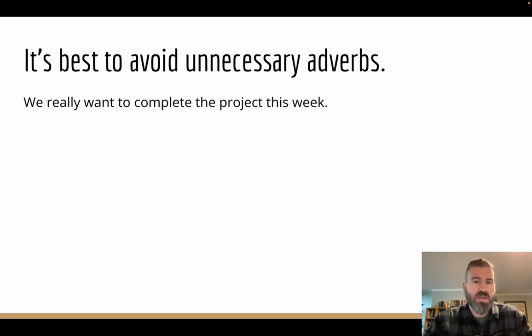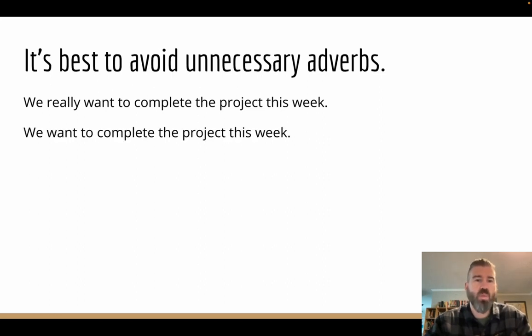We really want to complete the project this week. What is "really" bringing to the sentence? Some people say, well, it shows how much they want to complete the project this week. And that's fine, but we could do that by rewording. Now, if we just subtract the word "really," we get, we want to complete the project this week. People still get the impression, they still get the idea, the desire is there.